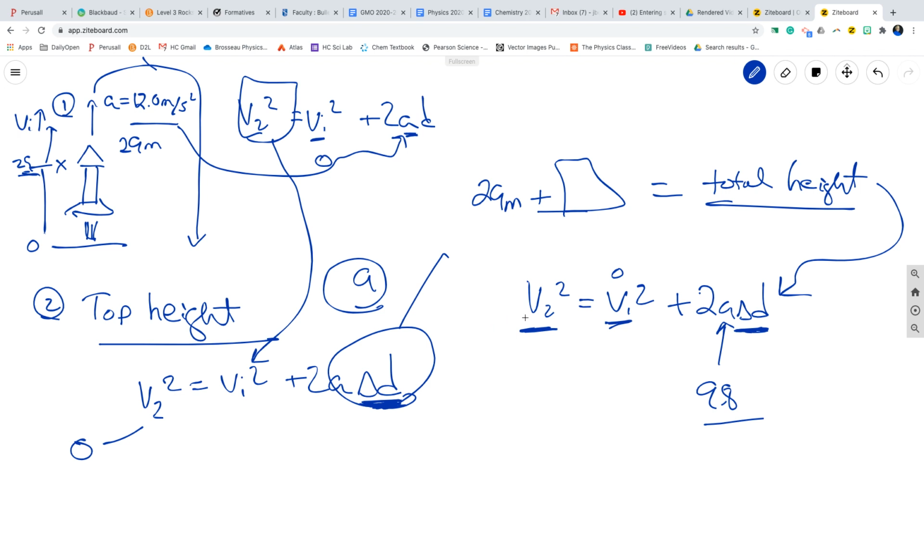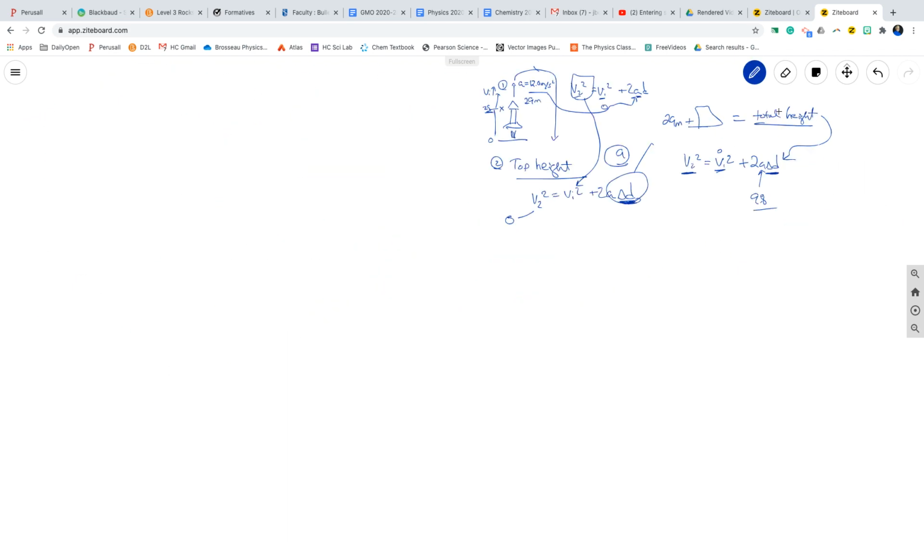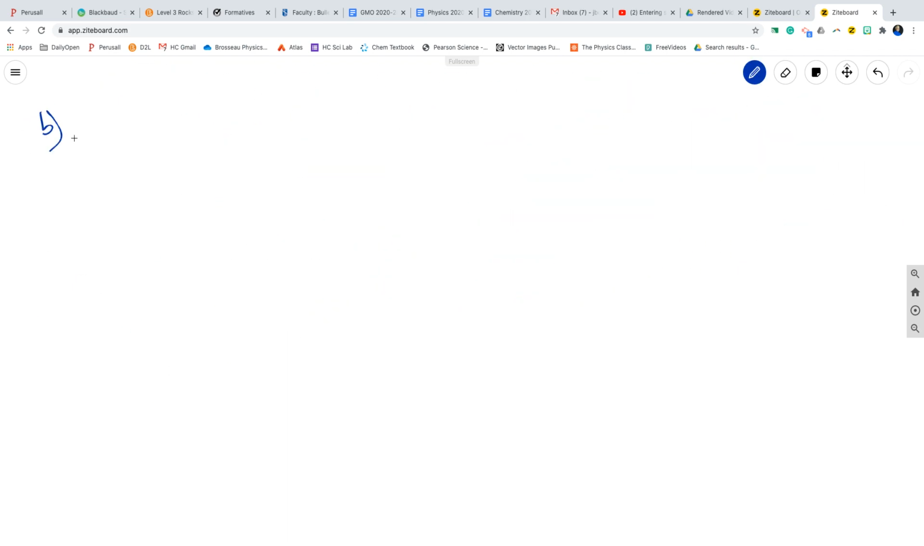And then let's look at part B now. Let me just clear the screen here. Part B asks for the total duration of the flight. So what we need to do is break down the flight into three categories. If you think about it, here's our rocket, and he goes up. We need to find the time it takes to do the first 29 meters, and then the time it takes to do the up piece, just to get to the top.